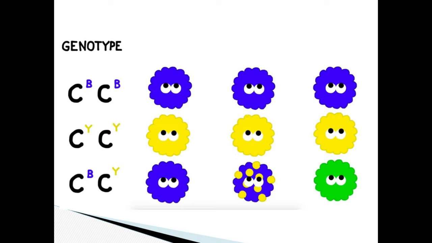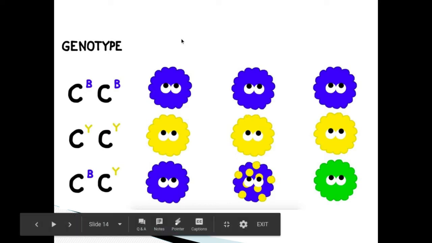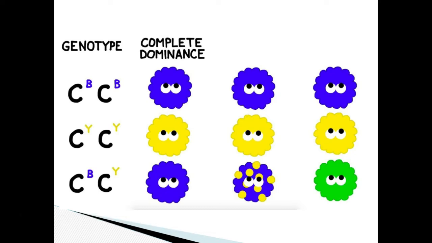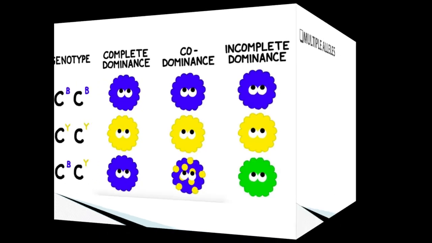So let's just see. If we look at this column here, here are the genotypes. What type of pattern would be exhibited by this example? Well, that would be complete dominance. They're either blue or yellow. The next set of weird little faces, we have blue, yellow, and yellow. That's going to be codominance. And then the last one, we have blue, yellow, and blue make green. That's going to be incomplete dominance.